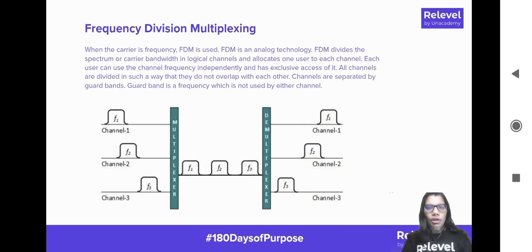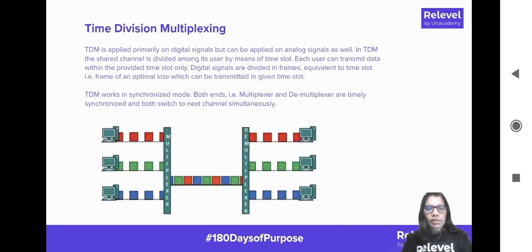Now let's discuss another kind of multiplexing, which is time division multiplexing. Let's see what TDM actually is. TDM is applied primarily on digital signals, but can be applied on analog signals as well. In TDM, the shared channel is divided among its users by means of time slots. Each user can transmit data within the provided time slot only, and the digital signals are divided in frames equivalent to the time slot. That is, a frame of an optimal size which can be transmitted in the given time slot.